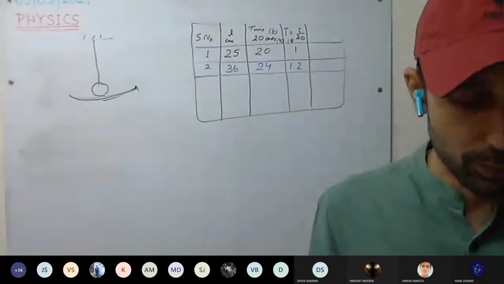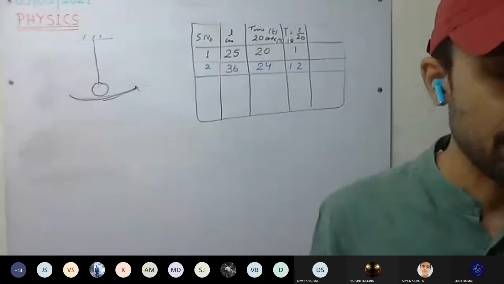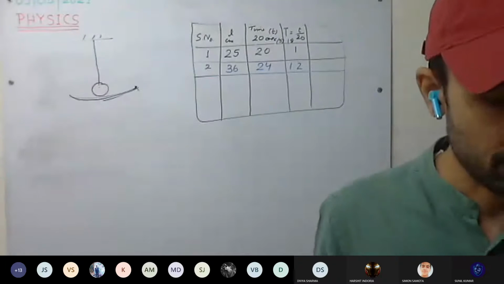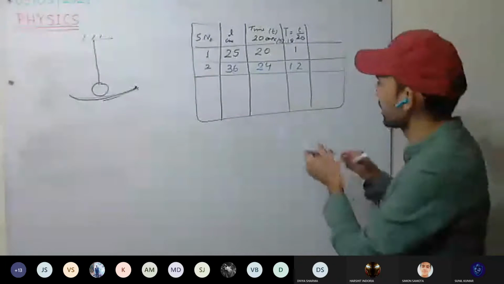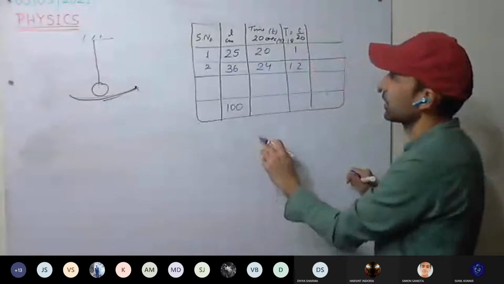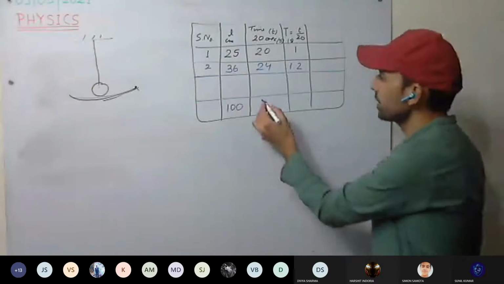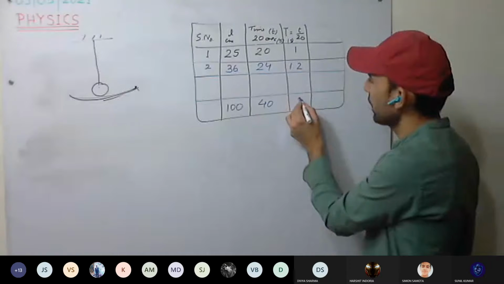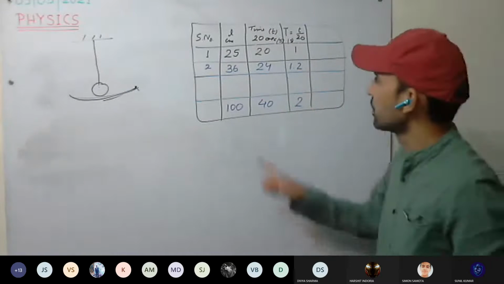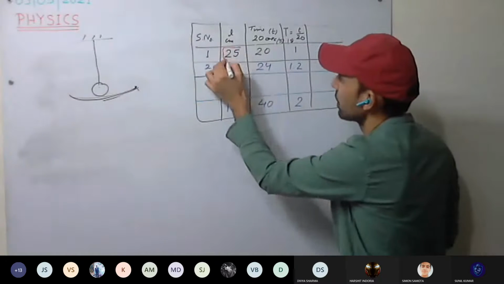Similarly, see in the book page number 23, different lengths we have taken. We have calculated the time period for different lengths of the simple pendulum. At last you can see it is 100. When we have taken 100 centimeters, time taken is how much? 40 seconds. And what will be the time period? 2 seconds. Initially it was 25.